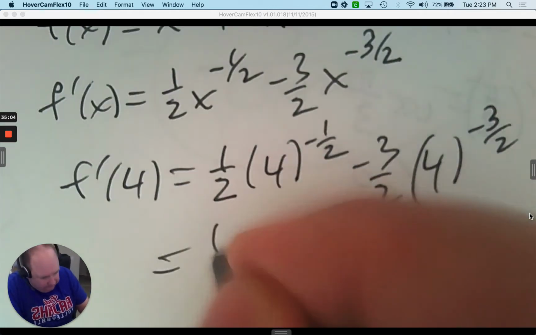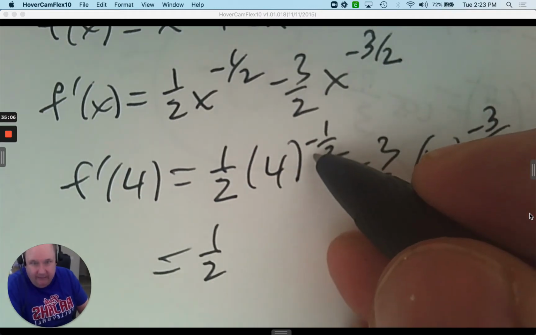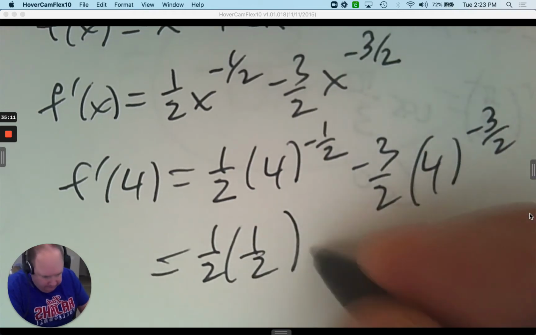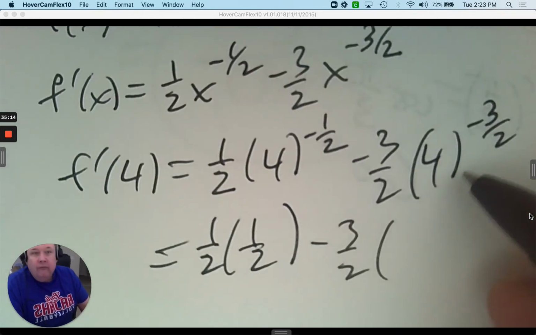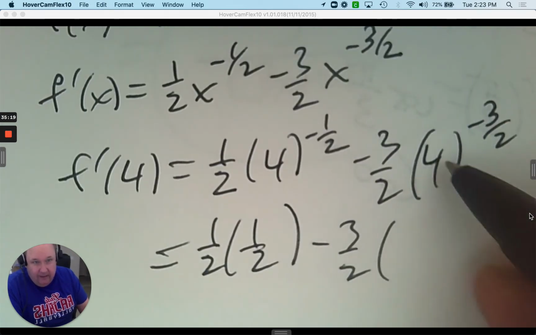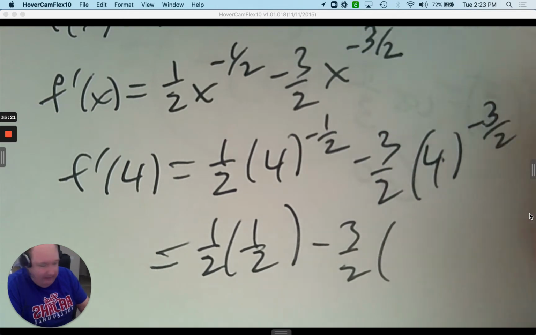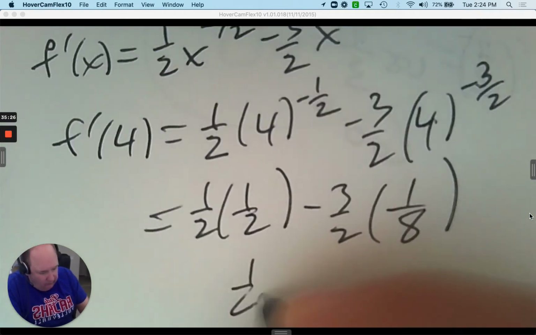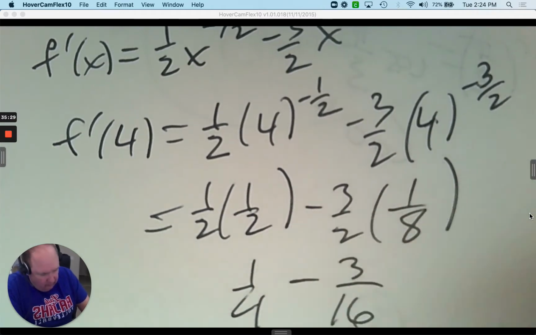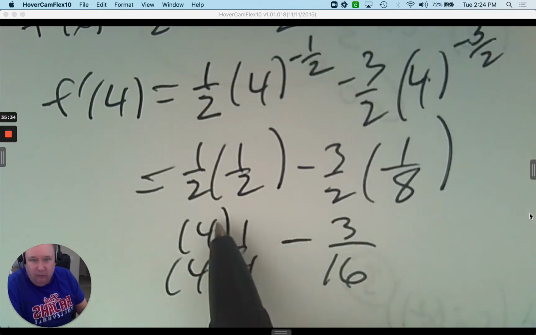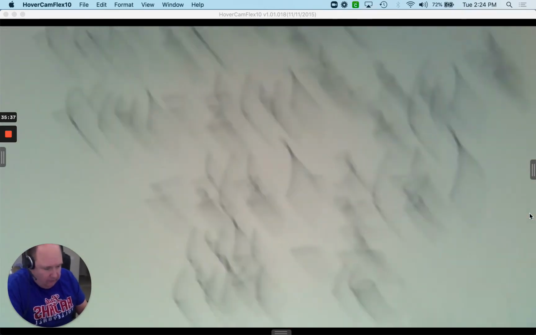No calculator. Can you actually do the evaluation? 4 to the negative 1/2: the square root of 4 is 2, and negative means the reciprocal, 1/2. Here, the square root of 4 is 2, and 2 cubed would be 8, but the negative exponent makes it 1/8. And so this is 1/4 minus 3 over 16. Common denominators. That's now 4 take away 3. So I get 1 over 16.